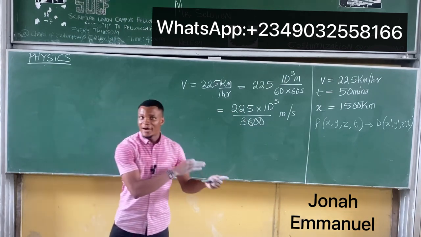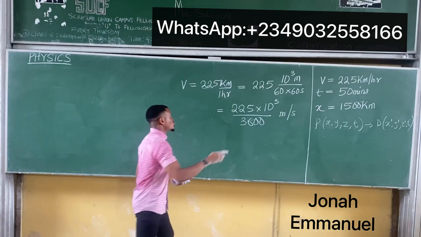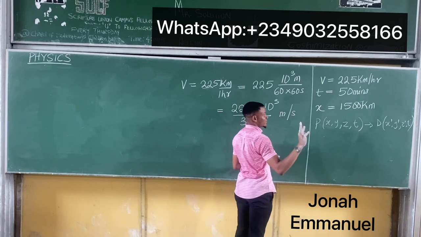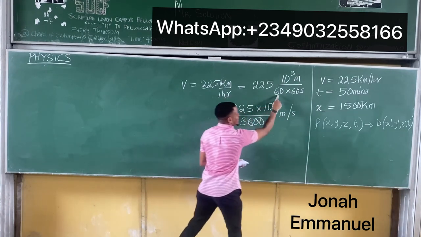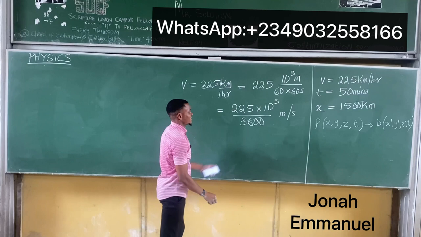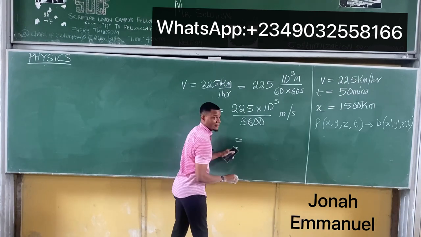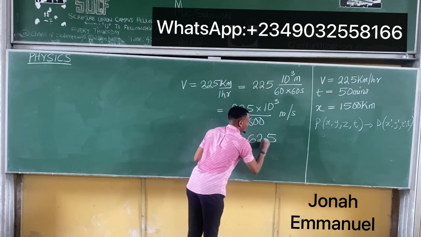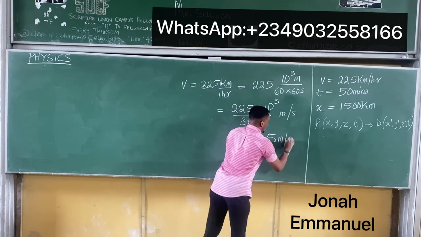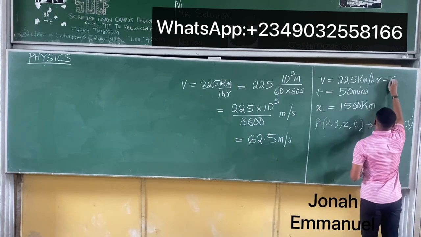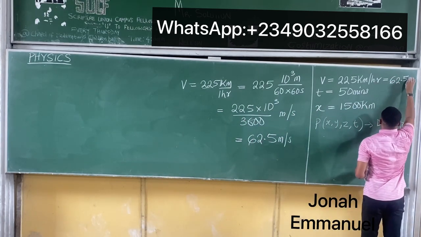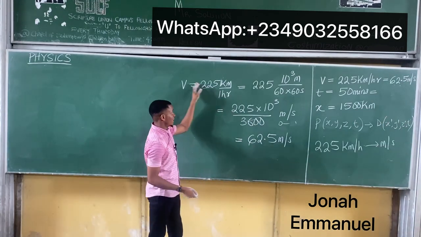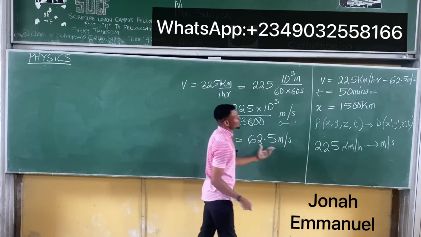I don't know how to stress again. Always shift out the number from the unit. Then assume this one to be 1 and 1. 1 kilometer is simply 1,000 meters. That's all. 1 hour becomes 60 times 60. You have this, please. Please give me the final answer. What do I have here? 62.5 meters per second. All right, so we've successfully converted velocity to 62.5 meters per second.